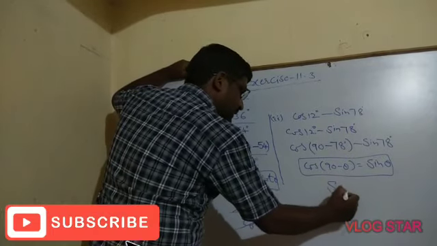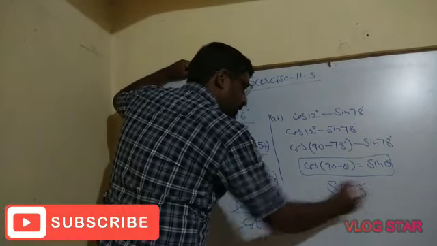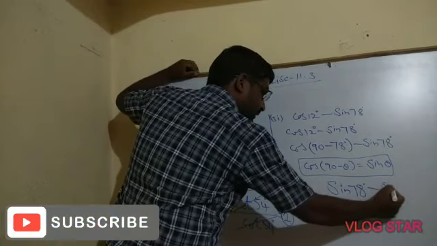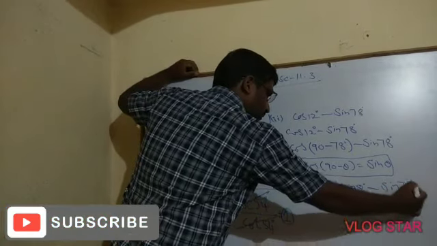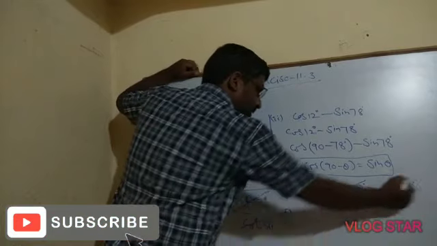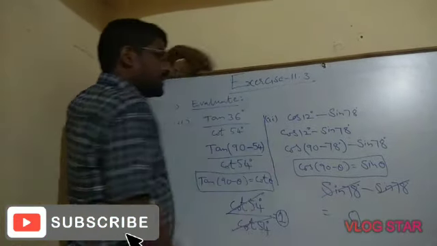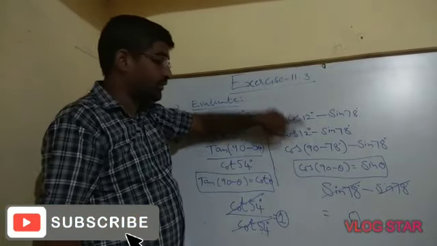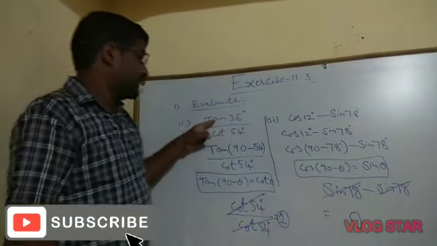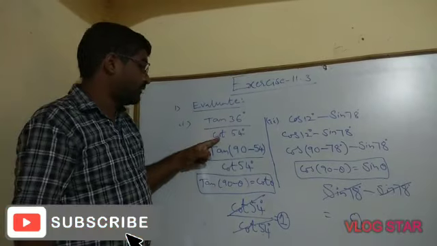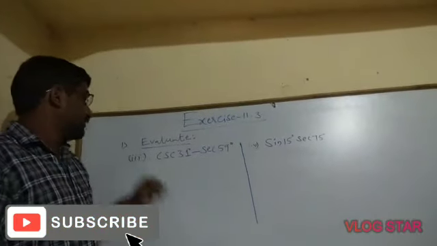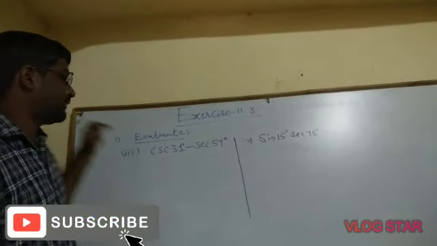That's why we get sine 78 degrees, minus the remaining sine 78 degrees. So plus sine 78 and minus sine 78 cancel, and the remainder is 0. That's why cos 12 degrees minus sine 78 degrees is equal to 0. In the same way, the third problem, tan 36 degrees by cos 54 degrees, is the same exercise.